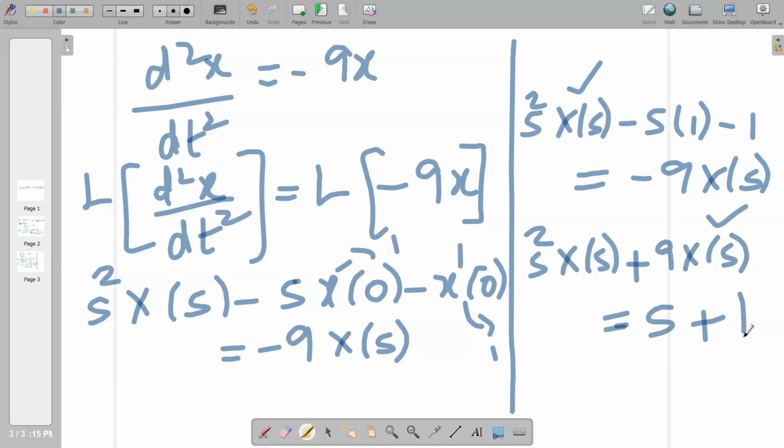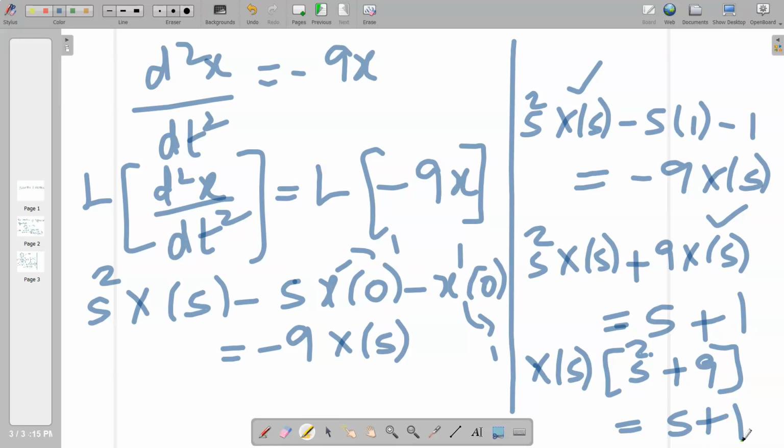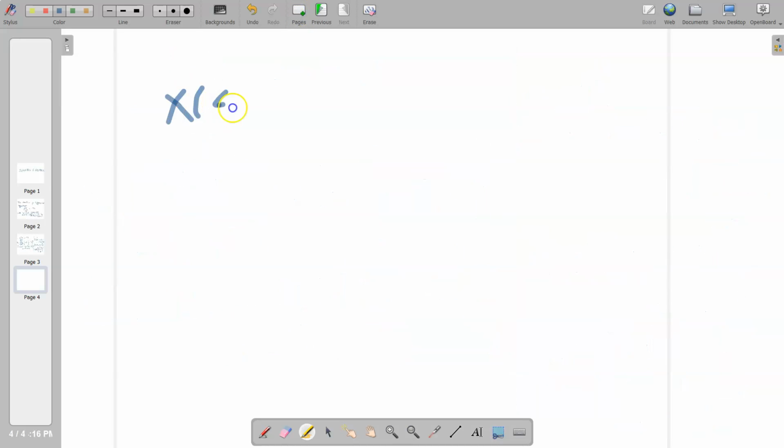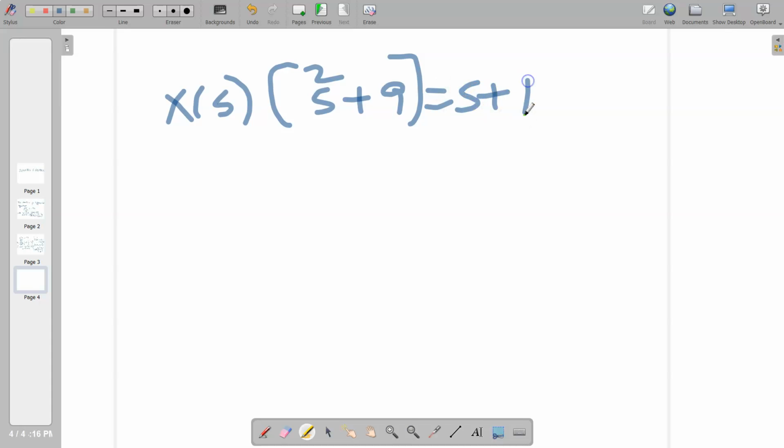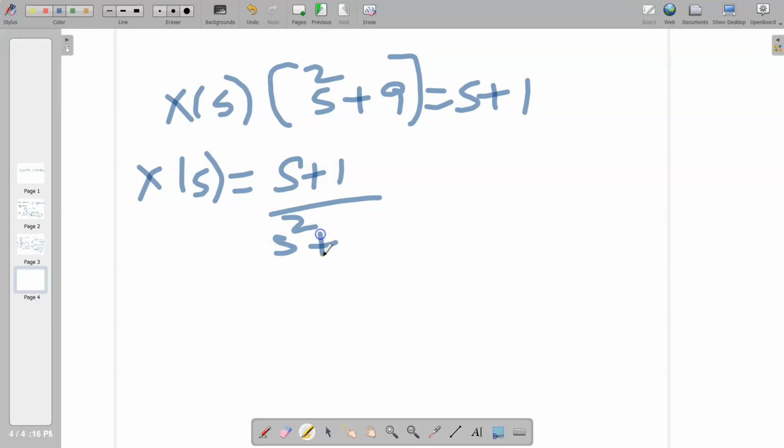Now take X of s commonly outside, and I get X of s into s square plus 9 equal to s plus 1. Now I need to find X of s. X of s is equal to s plus 1 by s square plus 9.